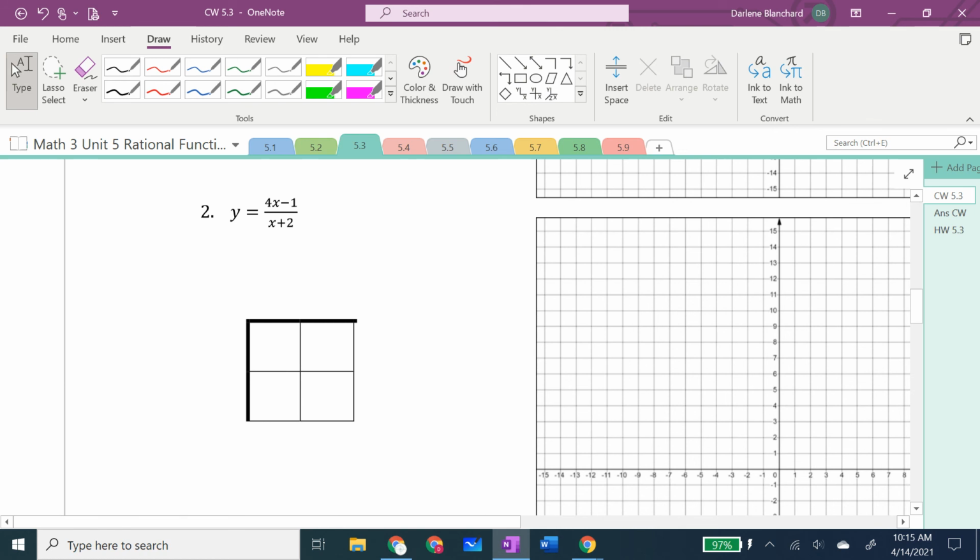So here we go. Polynomial division. I'm dividing by x plus 2. I need to get 4x minus 1 inside the boxes.